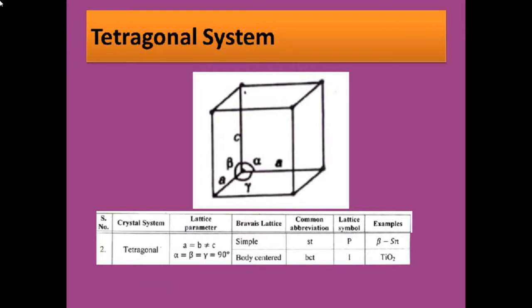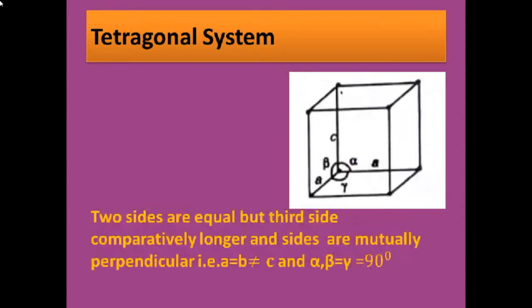Here you should remember and learn this lattice parameter for tetragonal. They can ask fill in the blanks based on this lattice parameter. Two sides are equal, but the third side is comparatively longer and sides are mutually perpendicular, means A equal to B but not equal to C. Here alpha, beta and gamma equal to 90 degrees for this tetragonal system.